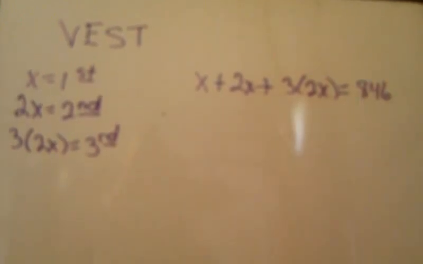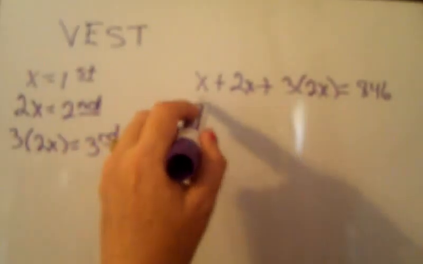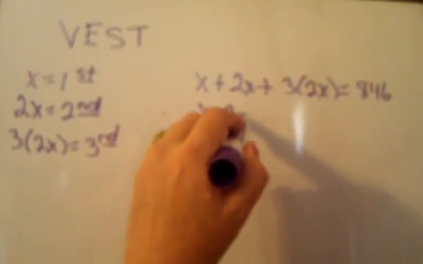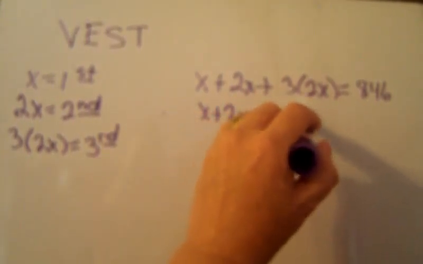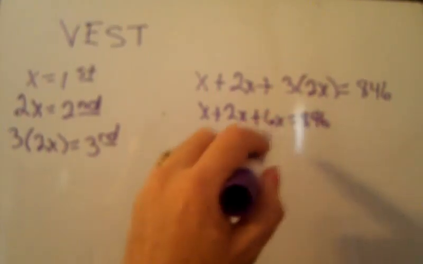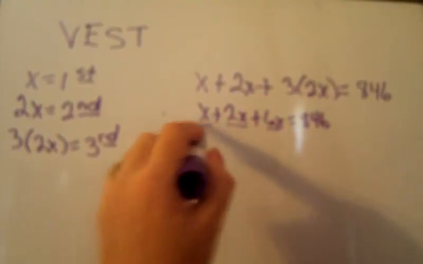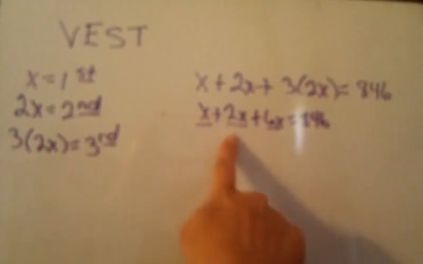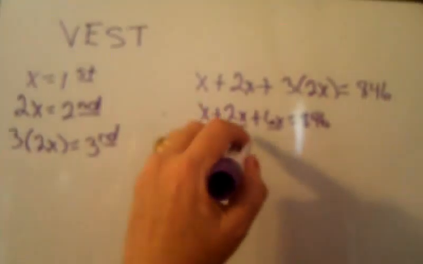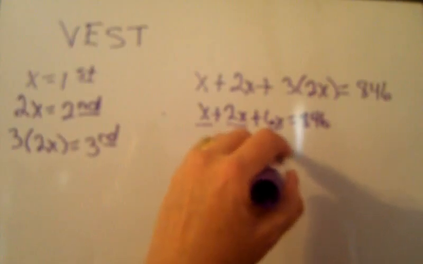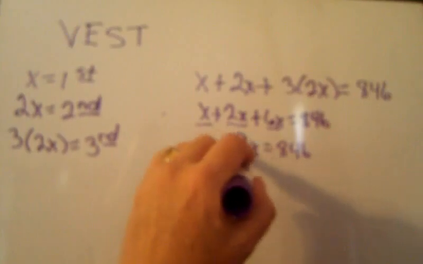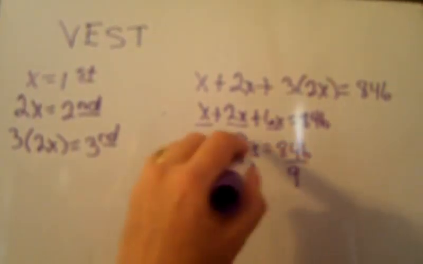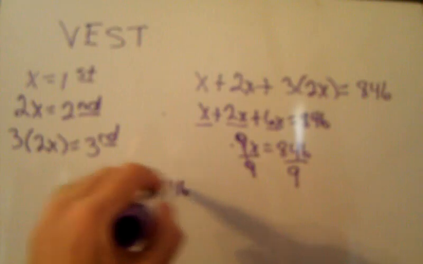Okay, let's solve these. First I have to take care of parentheses. X plus 2x plus 3 times 2 is 6x equals 846. Okay, now all of these are like terms. They all have x's, so I can add them. 1 plus 2 is 3, plus 6 is 9. 9x equals 846. Okay, now I have to divide these by 9. These cancel out, so I need 846 divided by 9.